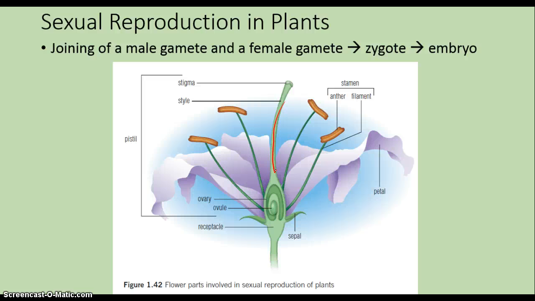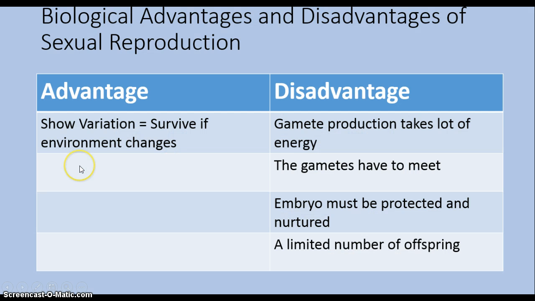Like in an animal, a plant produced from cross-pollination will have characteristics of both plants. And just like asexual reproduction, sexual reproduction has its advantages and disadvantages. The main advantage of sexual reproduction is the variation. When we have the crossover of traits from parent to parent, we can have variation in the new offspring, which can eventually lead to survival if the environment changes.